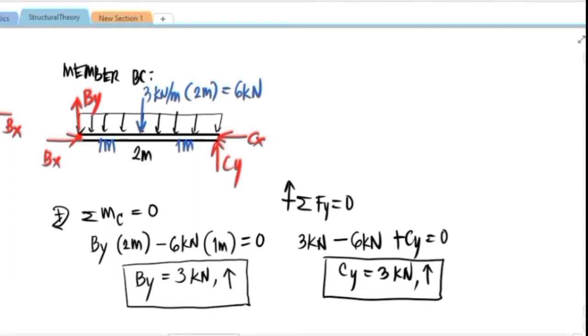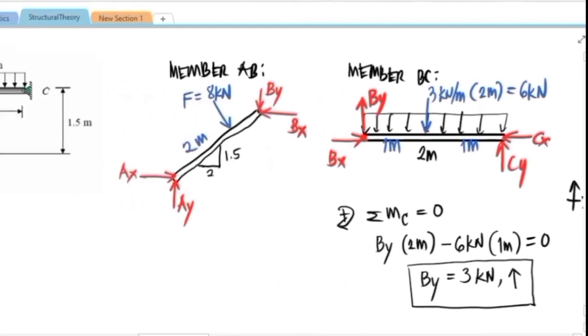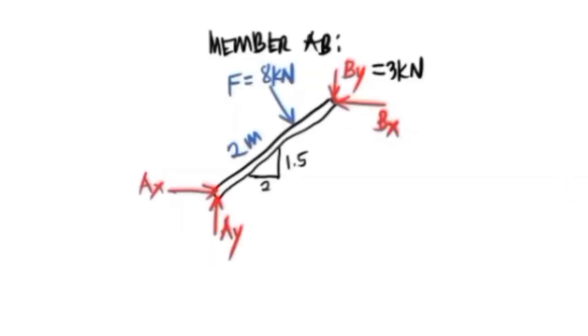So since wala na tayo makukompute dito, lilipat tayo sa member AB. So for the member AB, since na-compute na natin yung value ng By, this is equal to 3 kilonewton. For the member AB, makikita natin dito that we have the force of 8 kilonewton perpendicular sa member with 2 meters yung distance from the support A. Magkakaroon nito ng vertical and horizontal components.